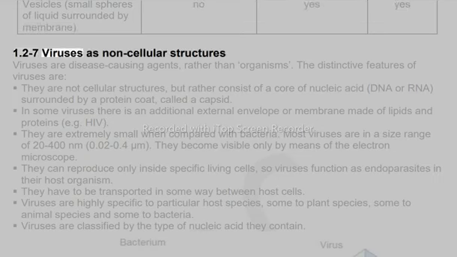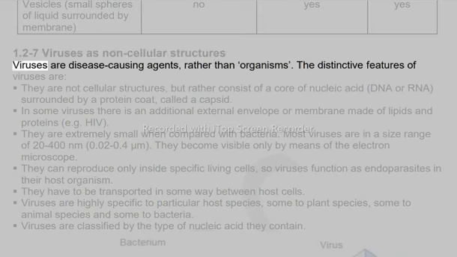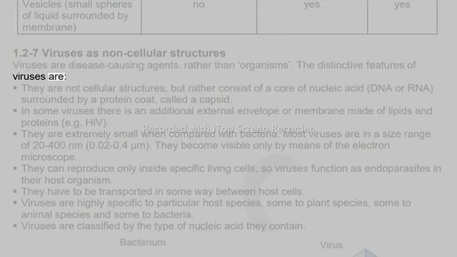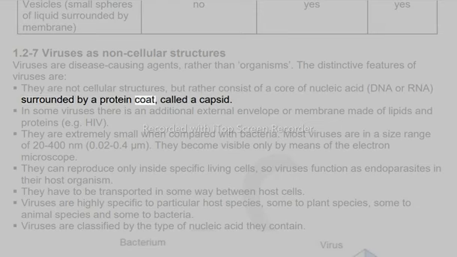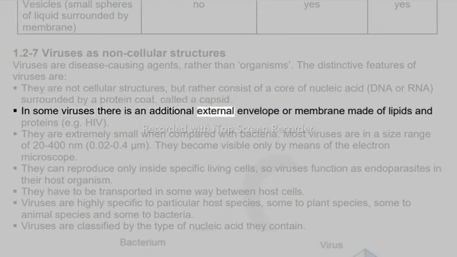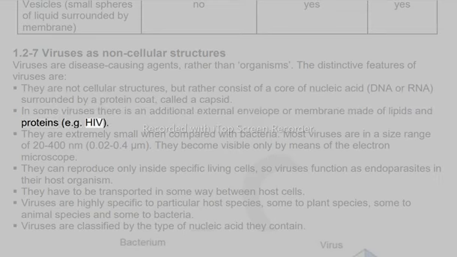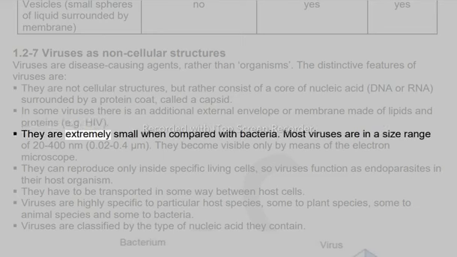1.2.7 Viruses as non-cellular structures. Viruses are disease-causing agents, rather than organisms. The distinctive features of viruses are that they are not cellular structures, but rather consist of a core of nucleic acid, DNA or RNA, surrounded by a protein coat, called a capsid. In some viruses there is an additional external envelope or membrane made of lipids and proteins, e.g. HIV. They are extremely small when compared with bacteria.